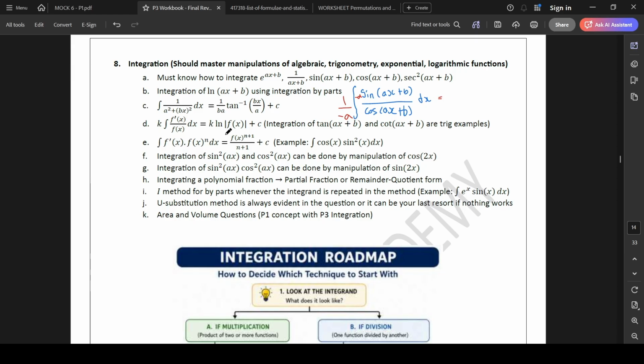Now the integration will simply become minus 1 by a times ln of modulus of cos of ax plus b plus c.